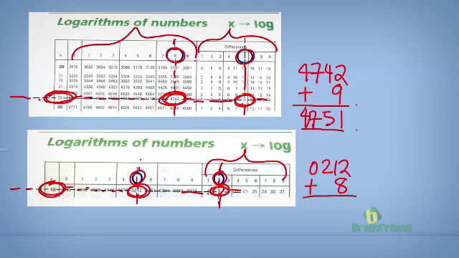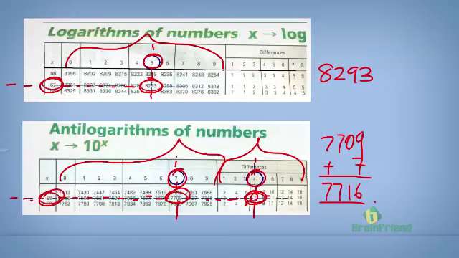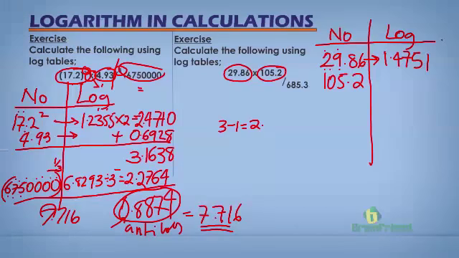To get our logarithm number, we'll add our values here and here. And that would give us 0212 plus 8, which becomes 0220. So we have the logarithm of 105.2 as 2.0220. Let's put that in our table also.